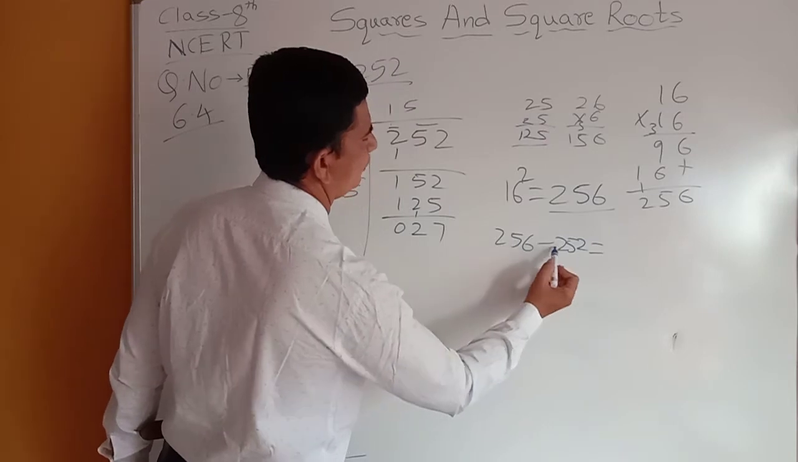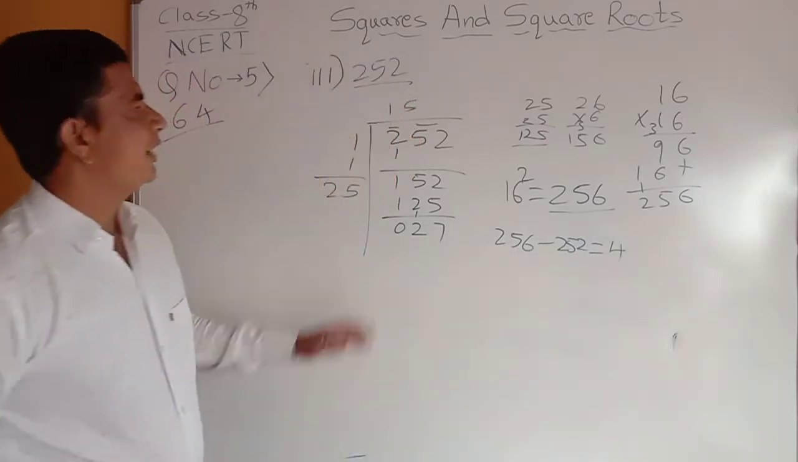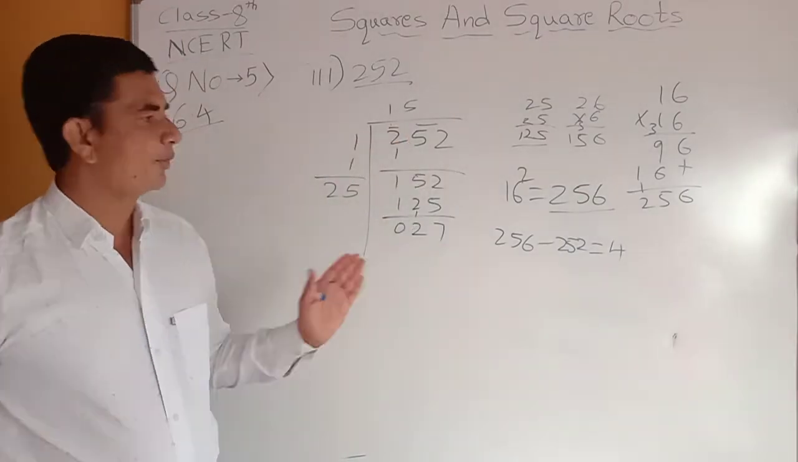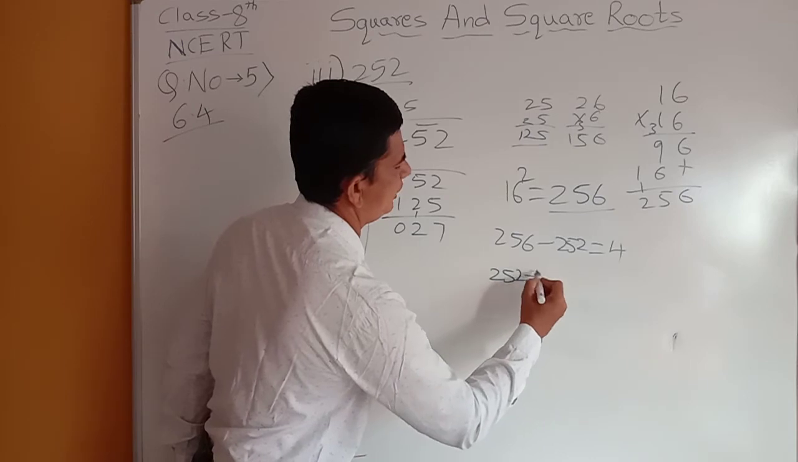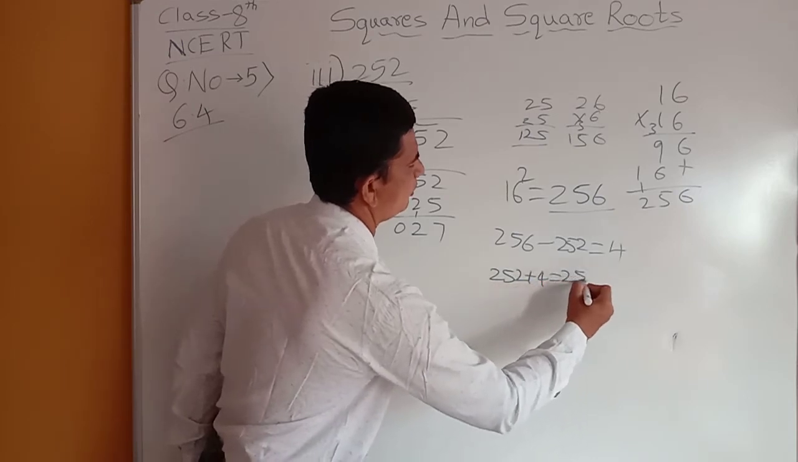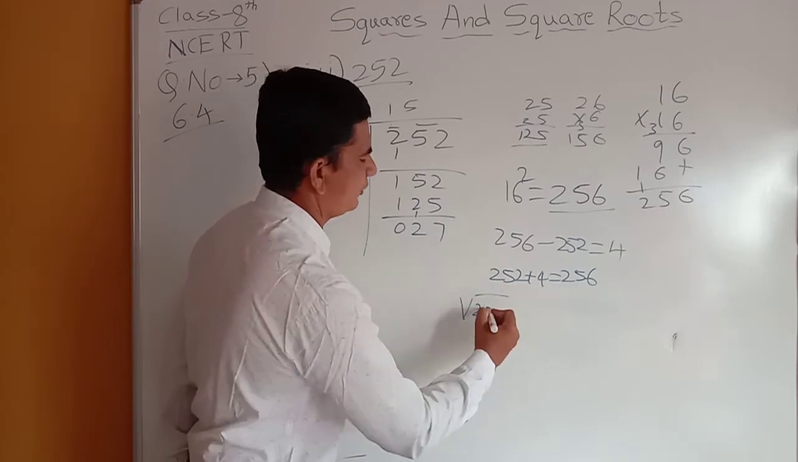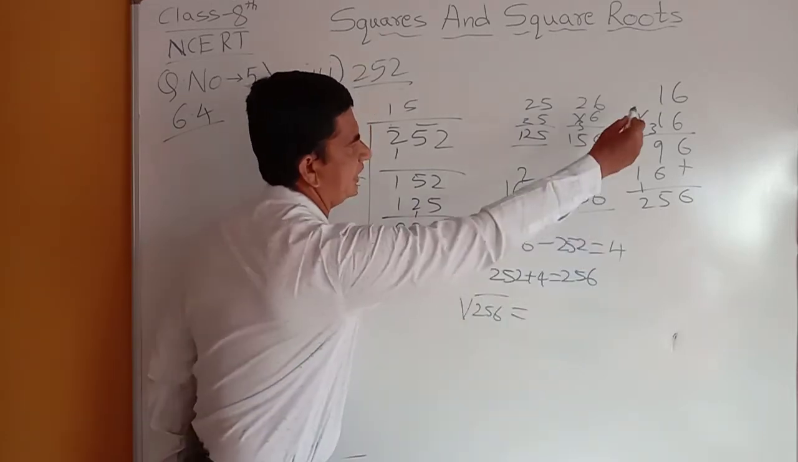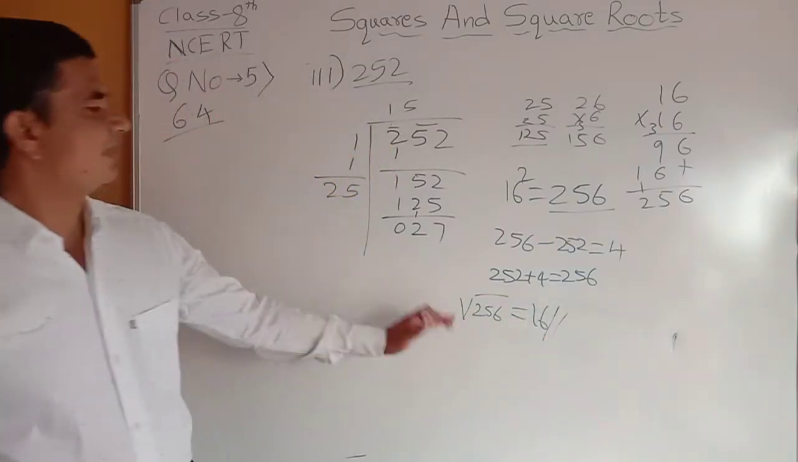So 2 5 2 5 same, 6 minus 2 is 4. So to make this number a perfect square we have to add 4. Which number do we have to add? We have to add 252 plus 4. It becomes 256. After that we have to find the square root of 256 again. Here it is 16. So this is the third answer.